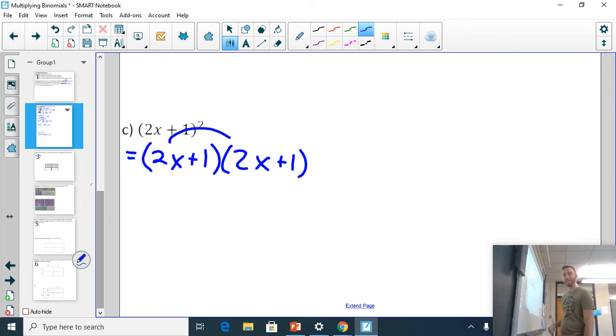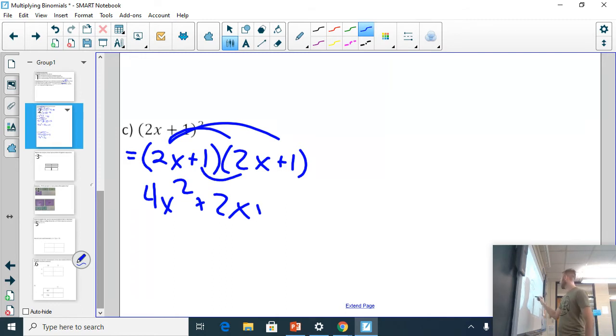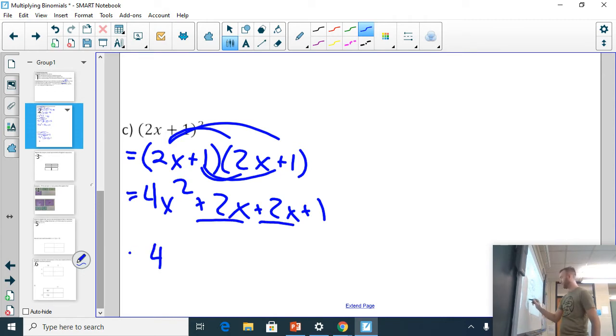2x times 2x is 4x squared. 2x times 1 is plus 2x. 1 times 2x is also 2x. And then 1 times 1 is just 1. Combine the two like terms in the middle, and we're going to get 4x squared. 2x plus 2x is plus 4x. And then we have that plus 1.